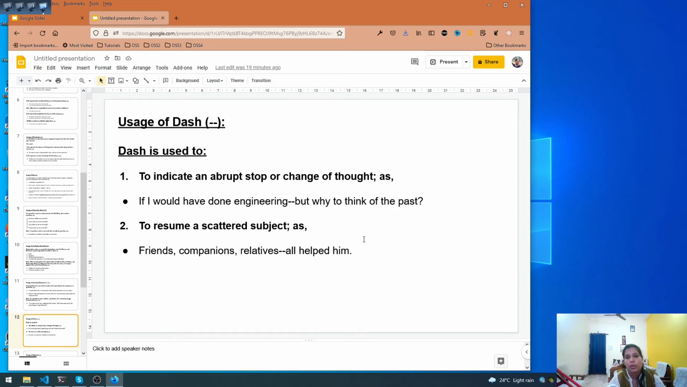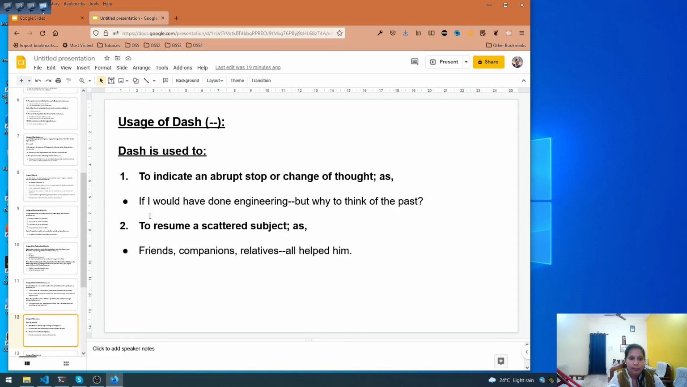Then, usage of dash. A dash is used to indicate an abrupt stop or change of thought. Sometimes we say something and then at another moment we change the topic and talk about something different. If you are writing something like that, you have to put dashes to make people understand that there is a change of thought.